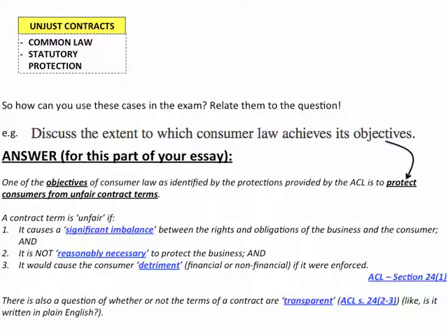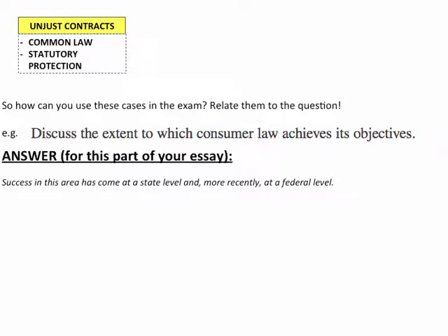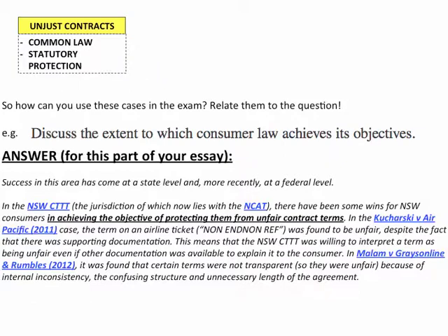So then you would move on to using these cases. Success in this area has come at a state level and more recently at federal level. So talk about the state cases. You've got Kacharsky and Air Pacific, and you've got Malum and Grays Online and Rumbles. And there's one or two sentences for each of the cases. I would recommend not having any more than about two sentences, unless you're doing indigenous people and there's a question about Mabo. You might want to talk more about that.